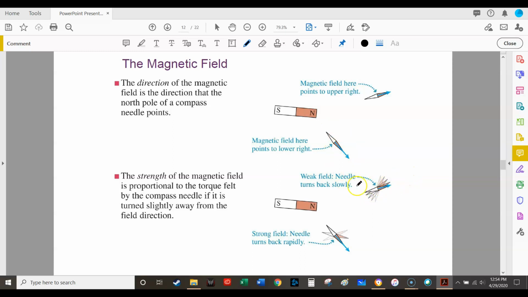And so when you get far enough away from this magnet, it's a weak field, so the needle doesn't really rapidly spin to correct itself. It'll kind of weakly and slowly spin. So the strength of the magnetic field is proportional to the torque being applied to that rotating compass needle, right? If it rapidly corrects itself, you know you're in a strong magnetic field. If it's a weak magnetic field, it'll kind of lazily rotate until it finally finds the area. So the amount of time that it takes to correct itself is proportional to the strength of that magnetic field, right?